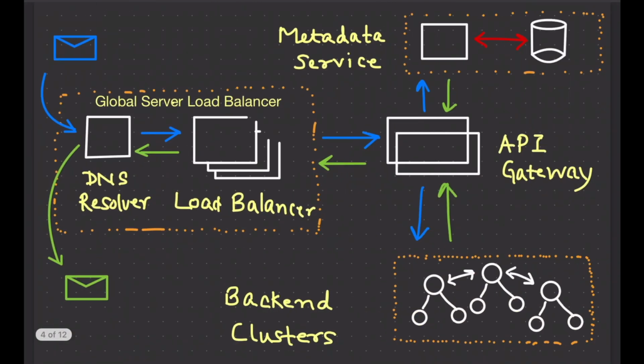So let's have a look at the top level design of the system, and we'll just go over quickly the different components, and then we will individually go deeper into each one of them. So the flow would look like this: we have a message coming in over here, and this will hit our global server load balancer, and then it will go ahead to the API gateway, which will fetch all the information from the metadata service and do some pre-processing on this particular message.